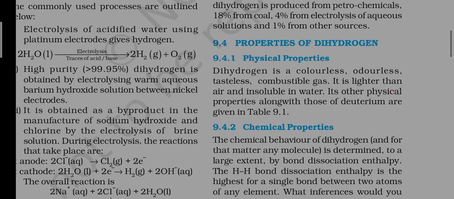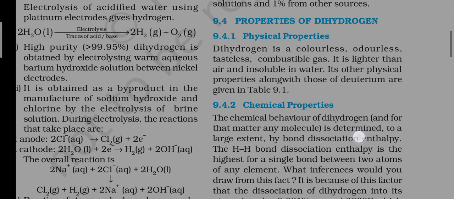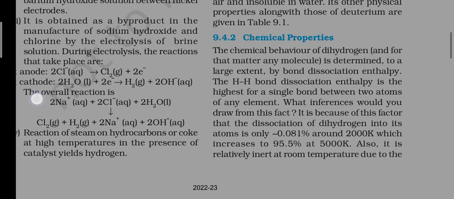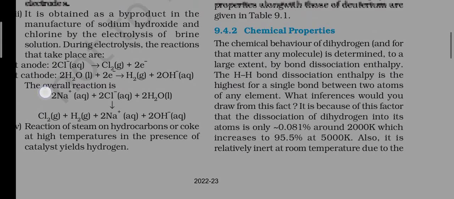Next topic is properties of dihydrogen. First is physical property. Dihydrogen is a colorless, odorless, tasteless, combustible gas. It is lighter than air and insoluble in water. Its other physical properties, along with those of deuterium, are given in the table.